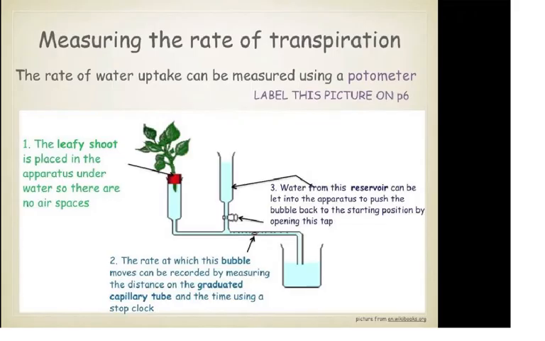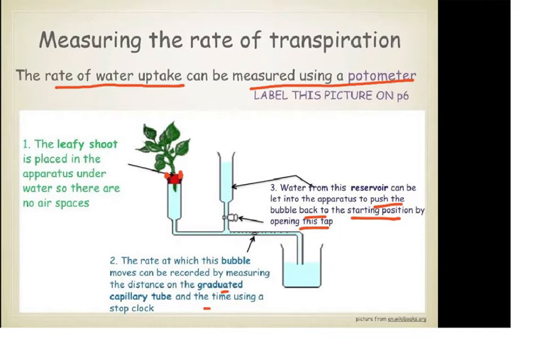This is another potometer like you see here. The rate of water uptake can be measured using a potometer. The leafy shoot is placed in the apparatus under water so there are no air spaces, and this whole thing is sealed here with Vaseline, so there's no water loss from there. The rate at which this bubble moves can be recorded by measuring the distance on the graduated capillary tube and the time using a stop clock. Number 3, water from the reservoir can be let into the apparatus to push the bubble back to the starting position by opening this tap.